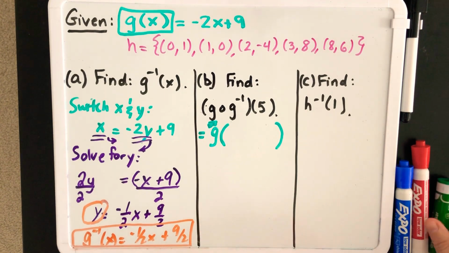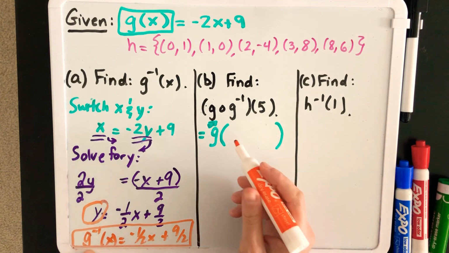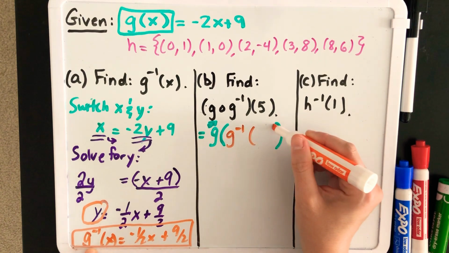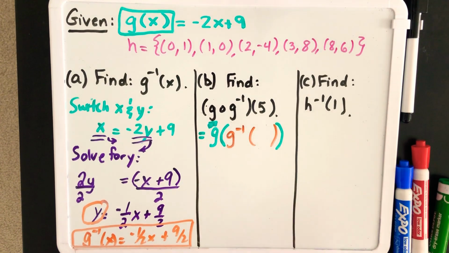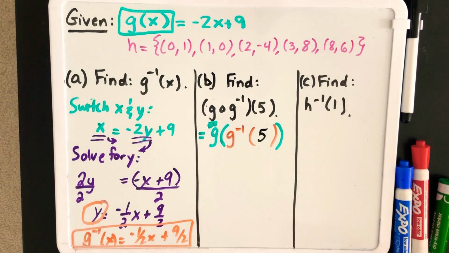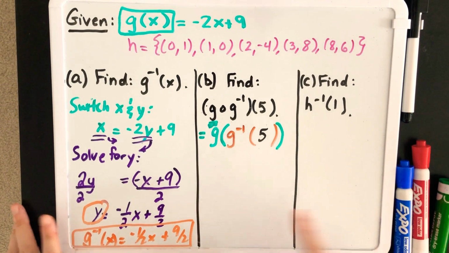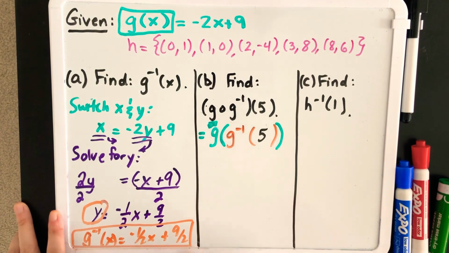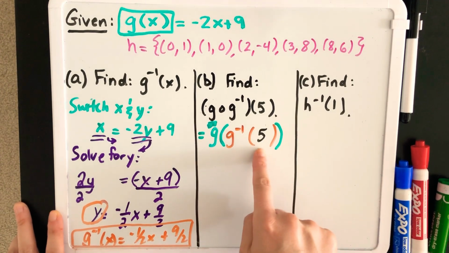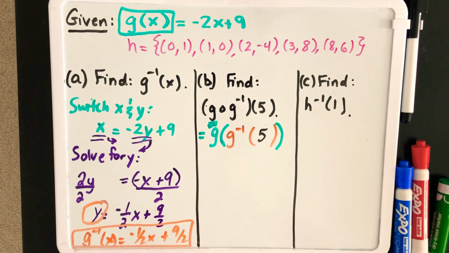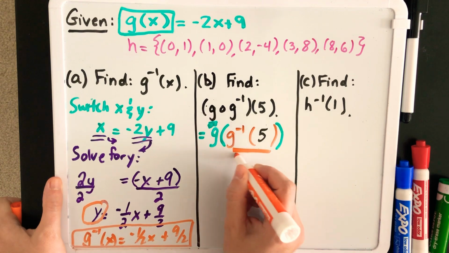G of something. G of g inverse. Well, g inverse, we found that down here. G inverse of some number. And the number here that they'd like us to evaluate is at 5. Okay, so what do we do first? Well, we could do a couple of things. One thing is if we really trusted and checked that g and g inverse were in fact inverses of each other by plugging them into each other and getting x, the answer here should just be 5 because they should be undoing each other. But if we're not sure, if we want to check in this example, what we'd first start with is the inside piece.